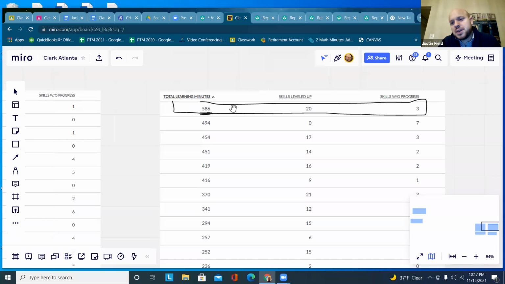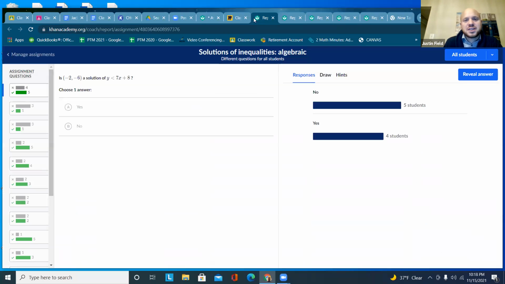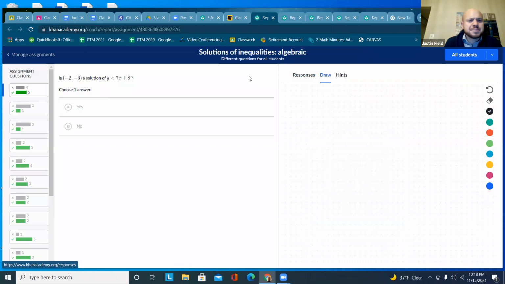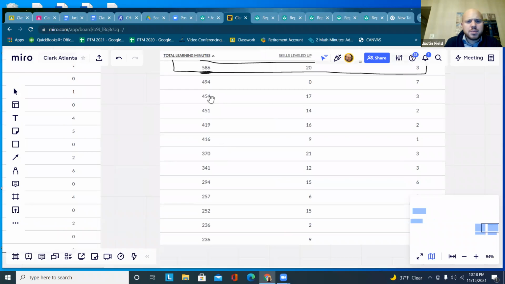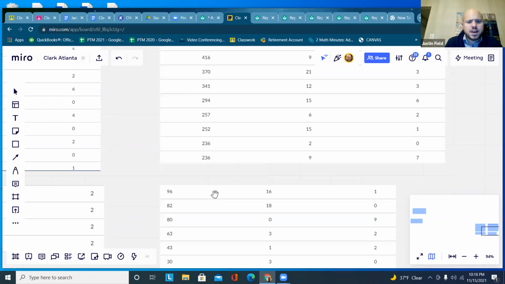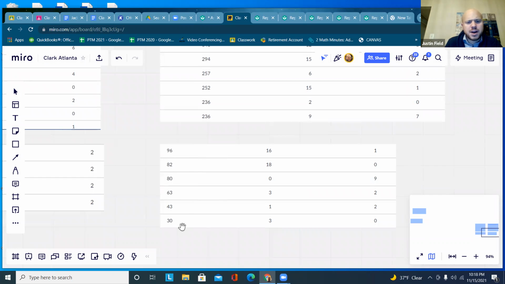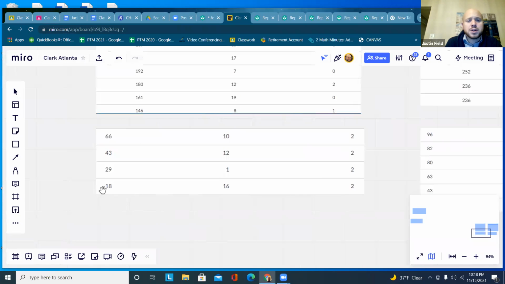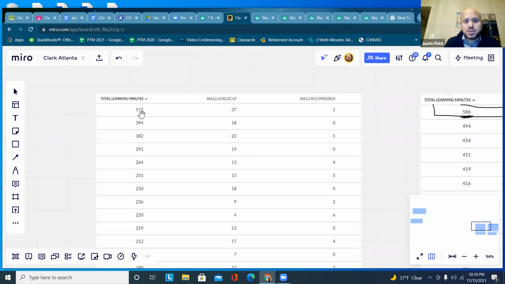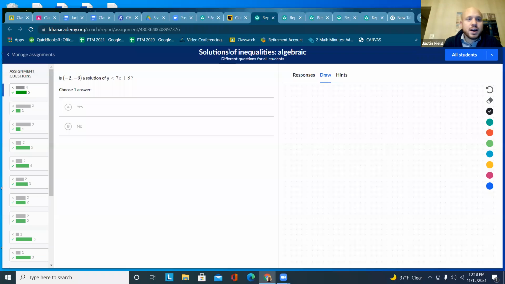Guess how many times they posted in the organizer? 0. What sense does that make? And guess how they're going to do on the quiz tomorrow? I don't think they're going to do very good, even with all that time. And we got people spending a lot of time on the Khan Academy. And then there are some people here at the bottom. One person just spent half an hour. In Clark Atlanta, one person spent 18 minutes the whole week. It's kind of insulting to the person that spent 572 minutes, but it's your learning, right?